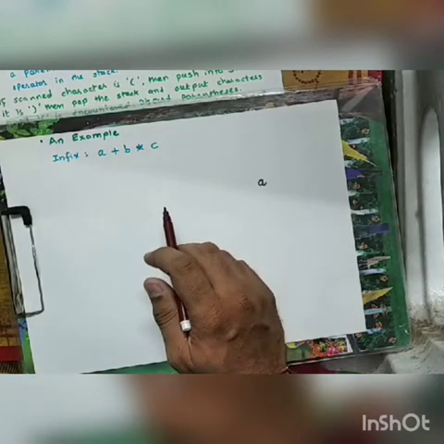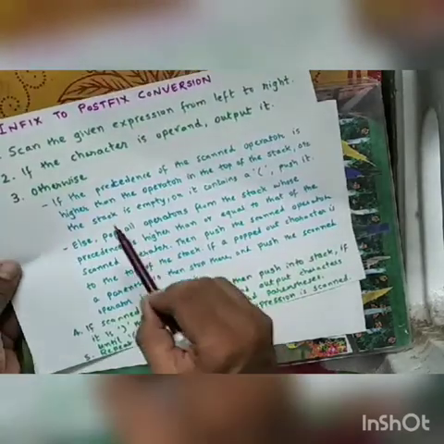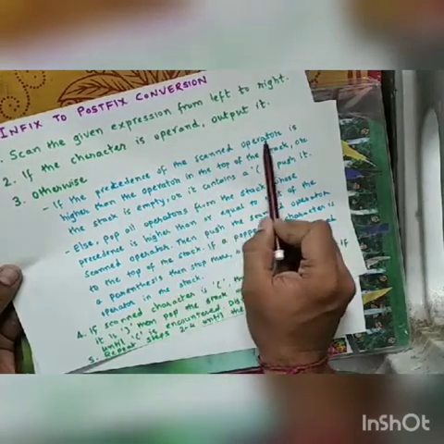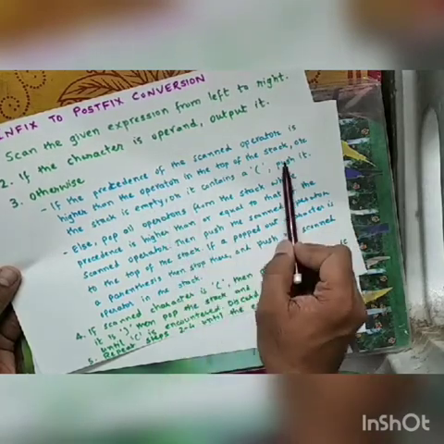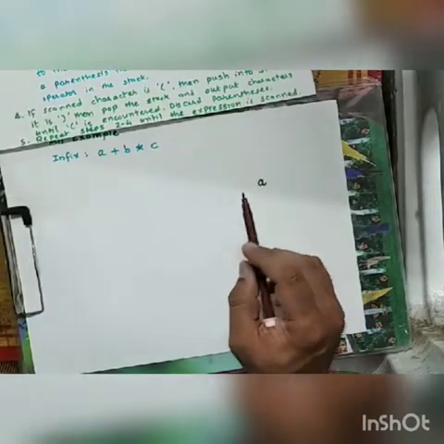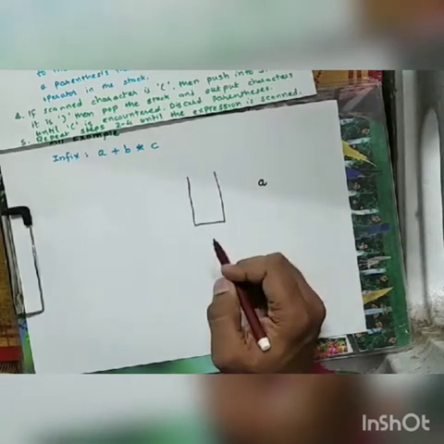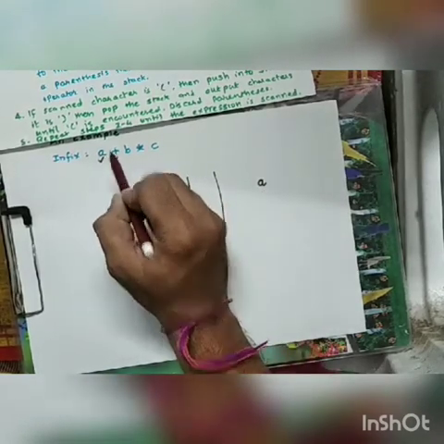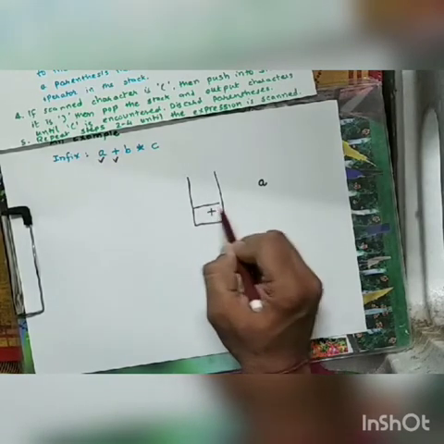Now the next character is plus. As mentioned in the algorithm, if the character is not an operand, and the precedence of the scanned operator is higher than the operator on the top of the stack, or the stack is empty, then push it into the stack. The stack is empty at present, so let me draw the stack over here. This is our stack, and it is empty at present. So a is outputted, and because the stack is empty, we are pushing plus into the stack.